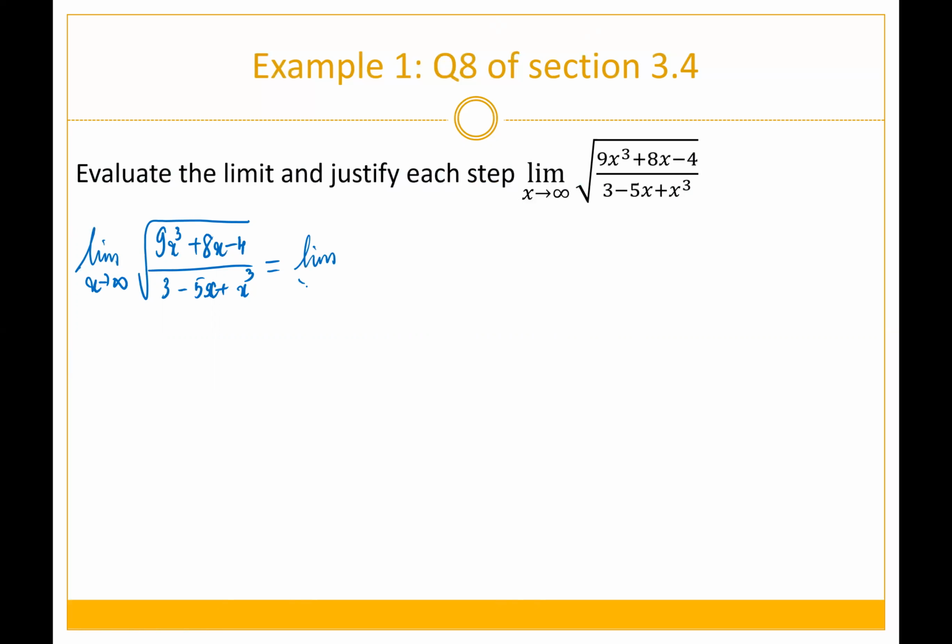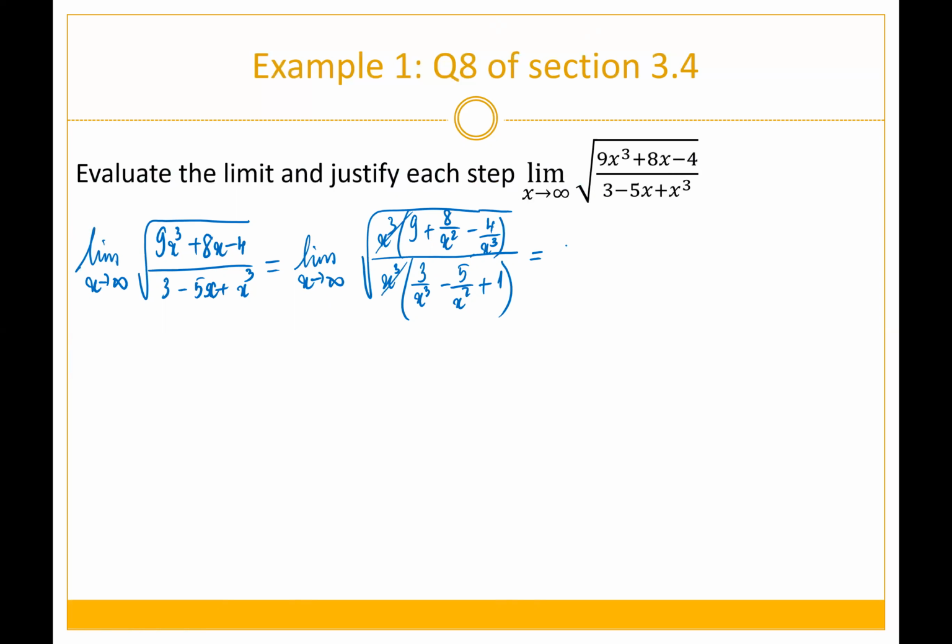So when you take this limit, you take x cubed out, because both of them are positive. So you have 9 plus 8 over x squared minus 4 over x cubed. Actually here it doesn't really matter if it's x cubed or x squared, because as long as things cancel out, your problems will be so much easier to solve. Then you have 3 over x cubed minus 5 over x squared plus 1. Now you can see that x is approaching infinity. Here you have x cubed and x cubed, and they are different from 0.